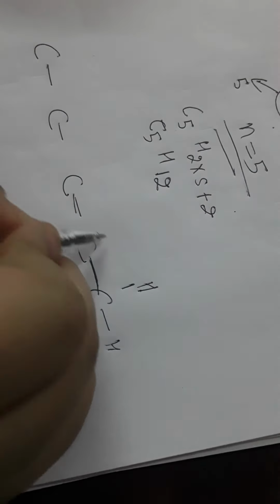Now let us move on to the topic of today, that is alkenes. First thing that you need to know about alkenes is that they are unsaturated compounds. They have general formula CnH2n.